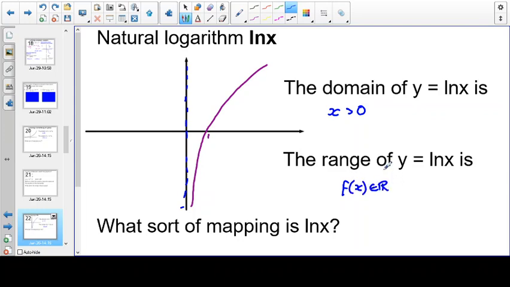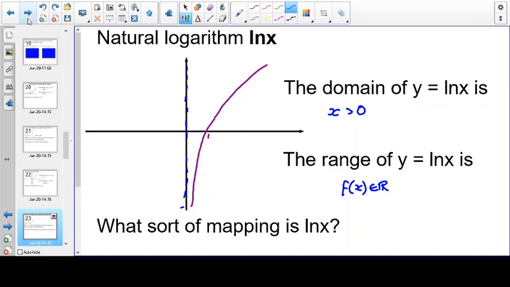So notice how the domain and the range of E and natural log are switched. So the domain of E was set of reals and the range was greater than 0. These have switched positions. Mapping, well, natural log is 1-to-1. One x value maps to one y value. So natural log is also a function.